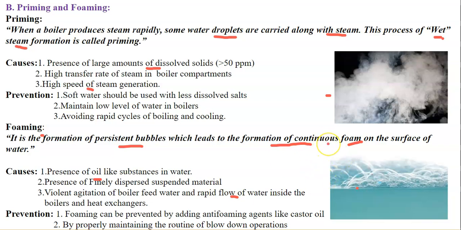So these are the ill effects of using hard water in boiler. We saw two ill effects in this session. One was boiler corrosion. Second is priming and foaming. The other two we will see in the next session.